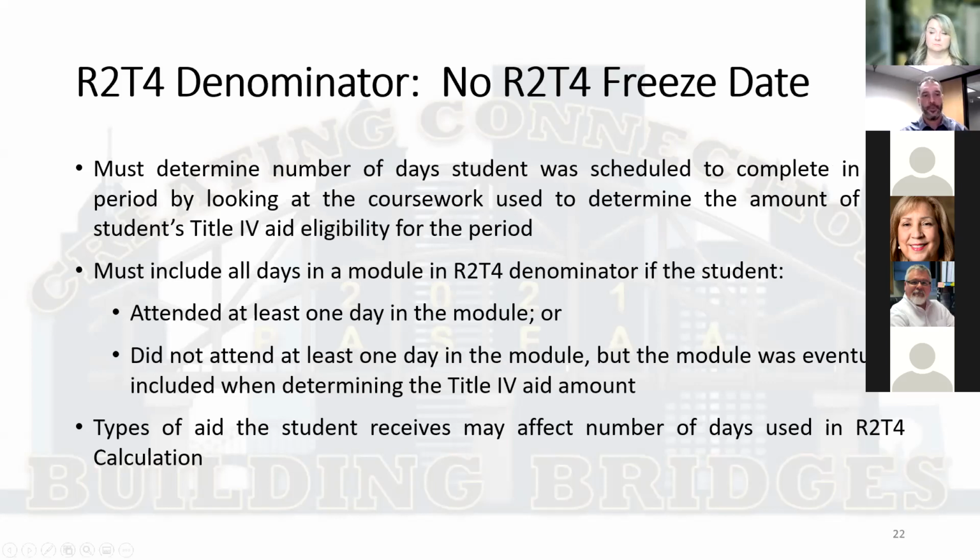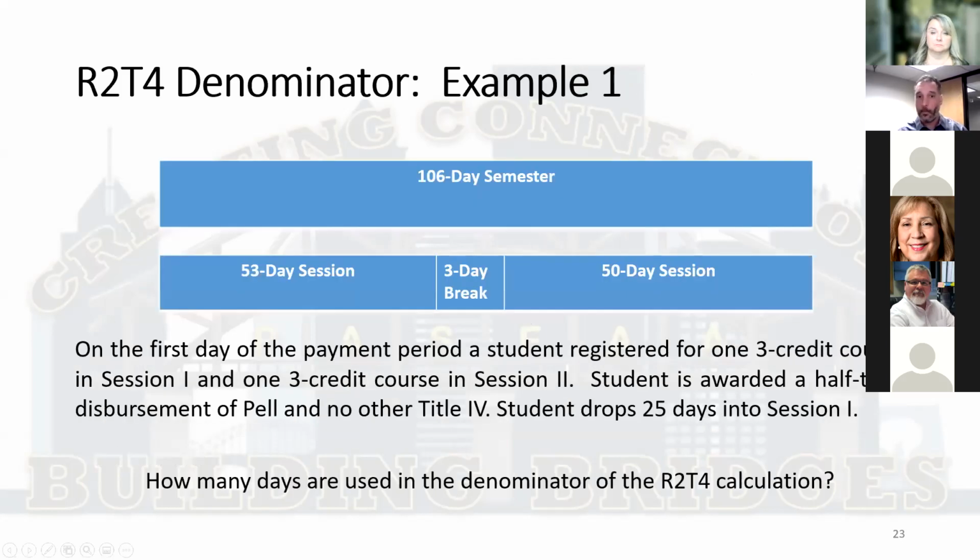R2T4 calculation. So let's dive into an example. The first example I have here, going back to that 106-day semester, 50 days in session 1, 50 days in session 2. On the first day of the payment period, the student registers for a 3-credit course in session 1 and a 3-credit course in session 2. The student was awarded half-time disbursement of Pell and no other Title IV. The student drops on the 25th day in session number 1.